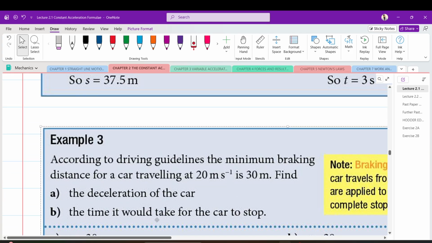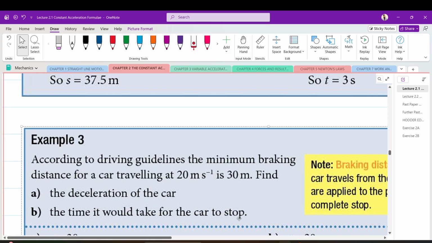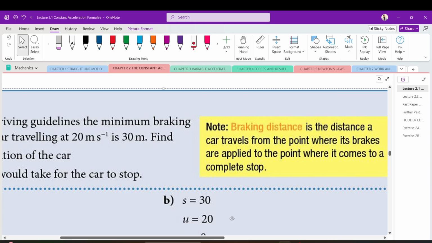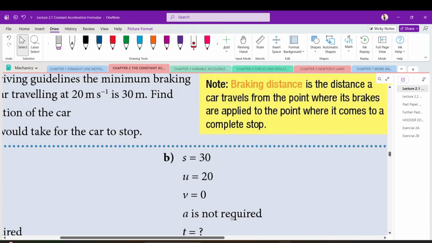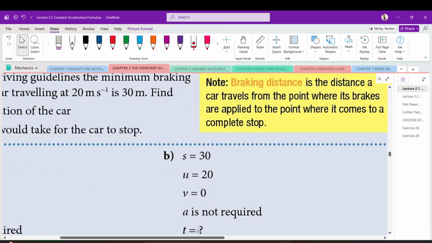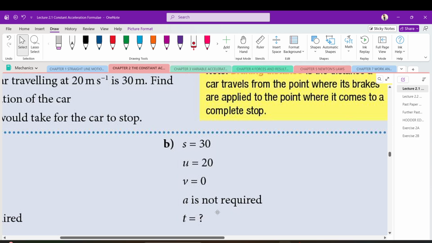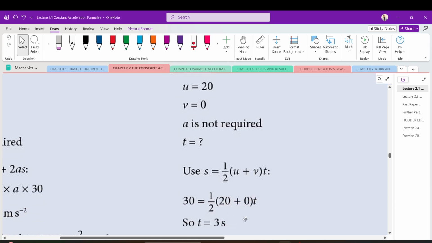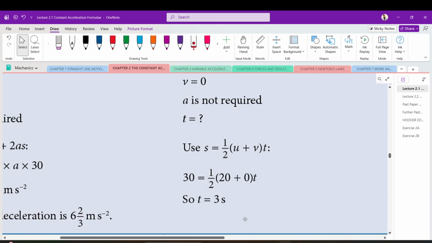Part B is the time it would take for the car to stop. So that would be, again, S is equal to 30, U equals 20, V is 0, A is not needed, we need to find time. So here we can use the equation S equals (U plus V) times T divided by 2. So you can work out the value of T, which turns out to be 3 seconds.